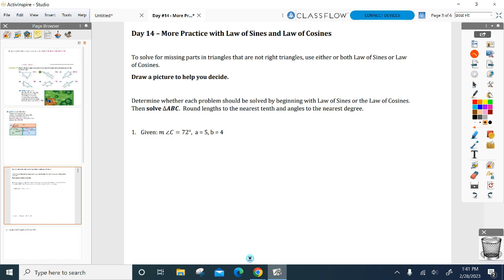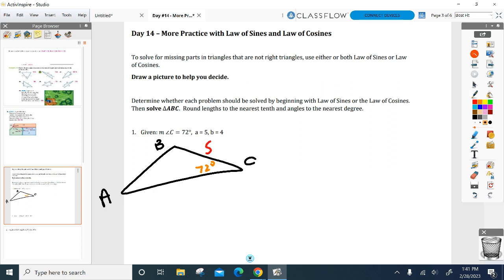You're going to do problems 2, 3, and 4 with your partners here in a minute, but I wanted to at least do one all together here. So let's set up triangle ABC. Angle C here is 72. Side A is 5, side B is 4, and let's finish the rest of it now.